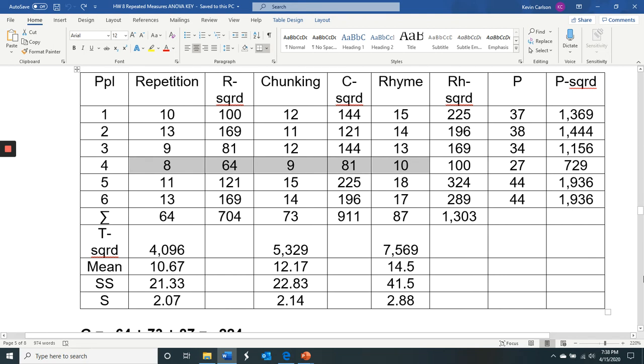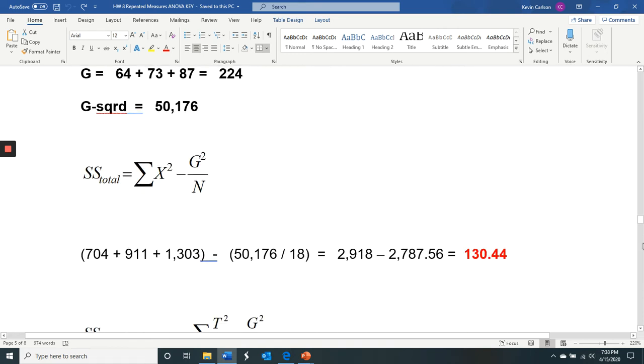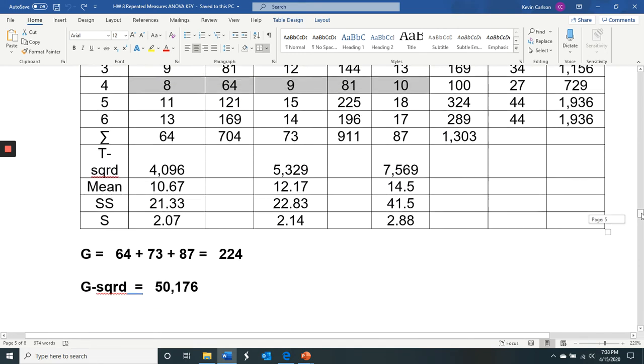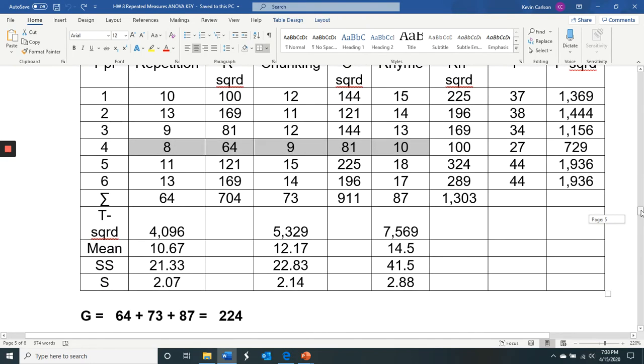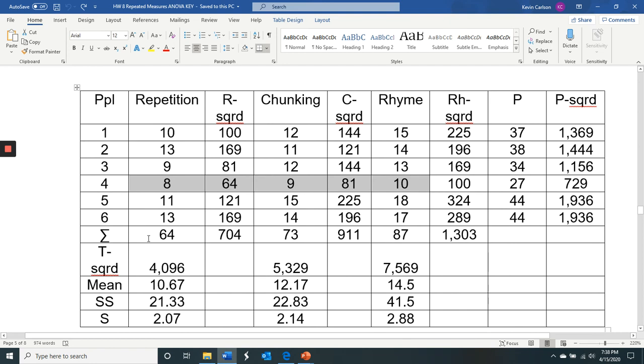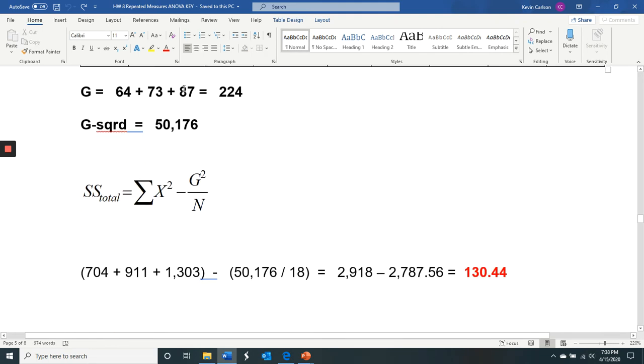So now we have our worksheet, and then it's simply filling in the blanks. So I do G squared first here. I'm going to take the T for each of the groups. Remember, for each of the groups we added their scores together. Got a T here, 64. T here, 73. T here, 87. We just add the three T's together to get the G. G is 224. And then 224 times 224 is 50,176.